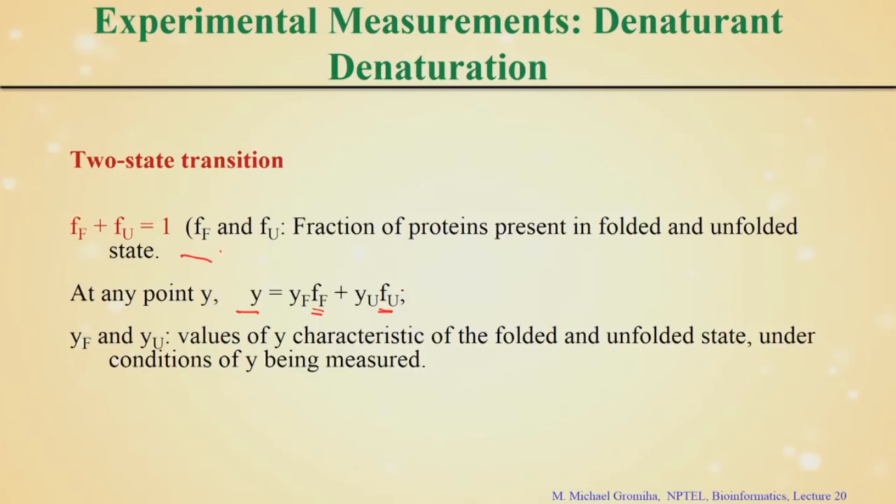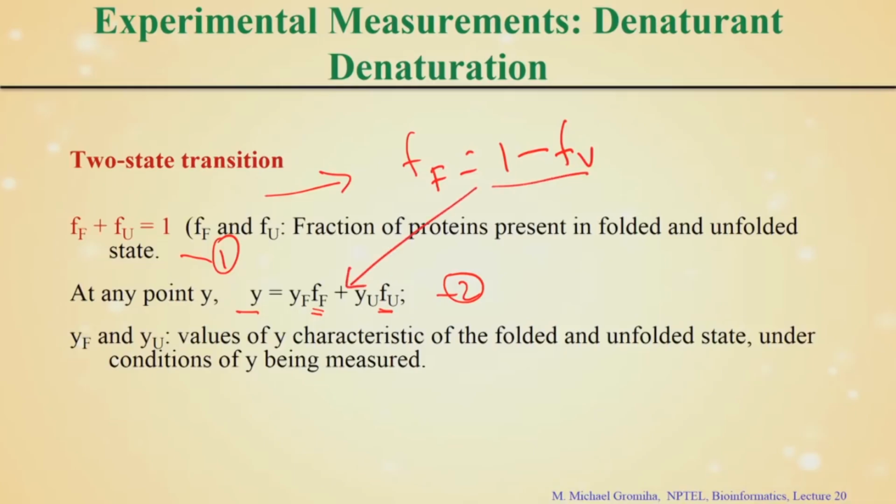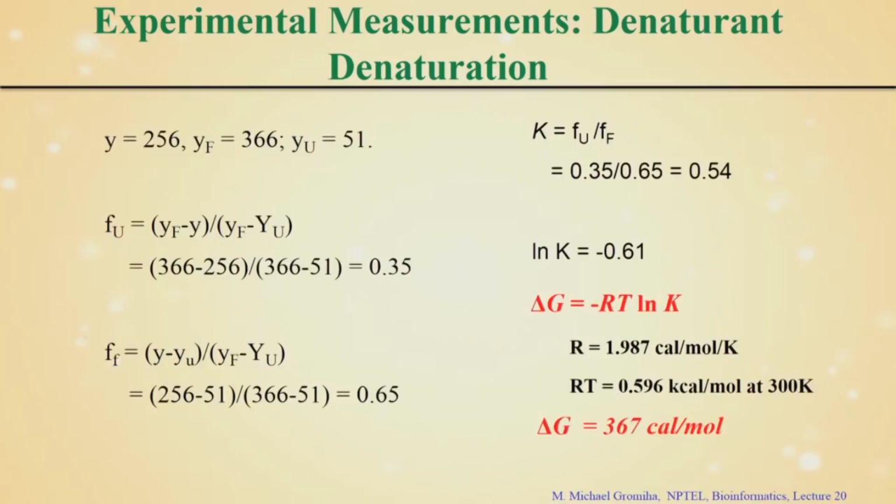Now, you compare equation number 1 and equation number 2, and you can derive the values for fu and ff. For example, here ff plus fu equals 1, so ff equals 1 minus fu. Now you substitute this value in this equation, and you can calculate the value of fu as yf minus y divided by yf minus yu. Likewise, you can get ff as y minus yu divided by yf minus yu.